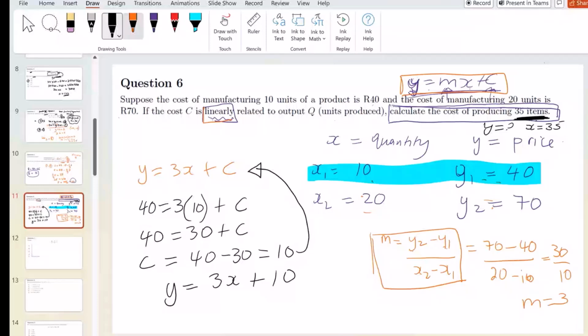So what you do, you say, okay, fine, I've got my y is equal to 3 times the x there, which is 35, plus 10. So you can just take your calculator and find the cost. The cost there is going to be 35 multiplied by 3, which is 105, plus 10. So it's 115. So your y is 115.